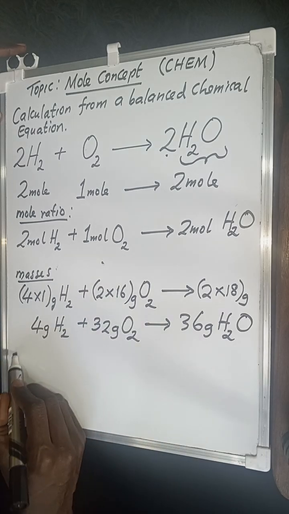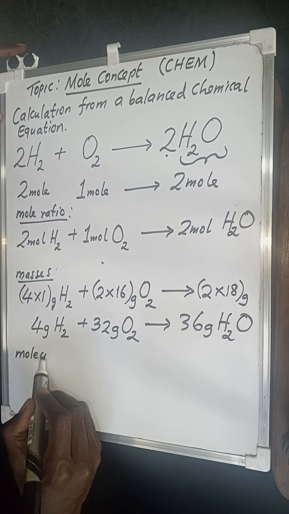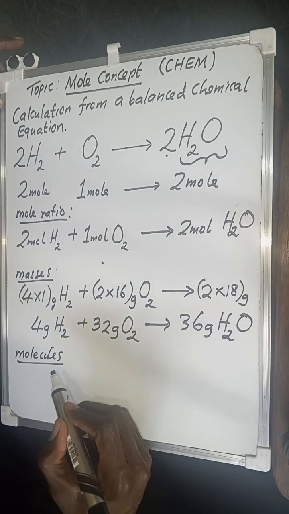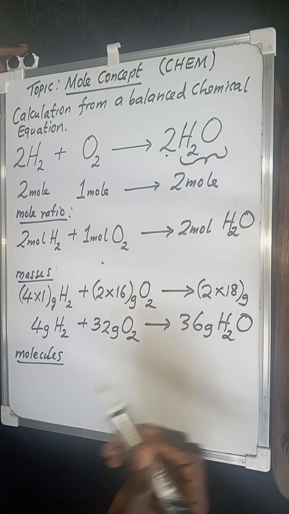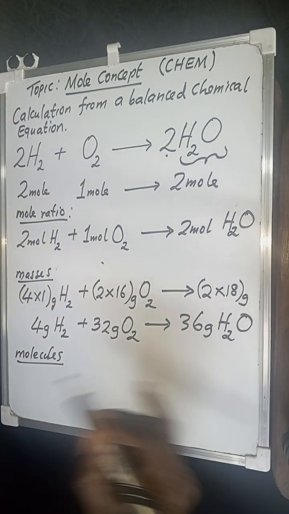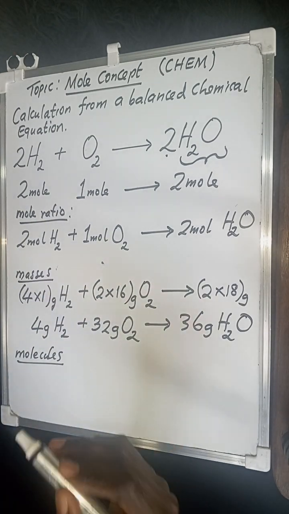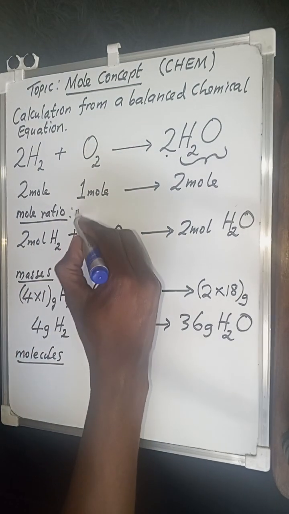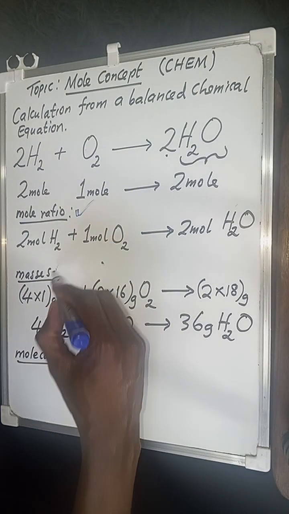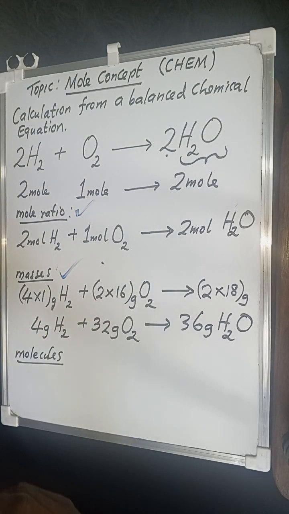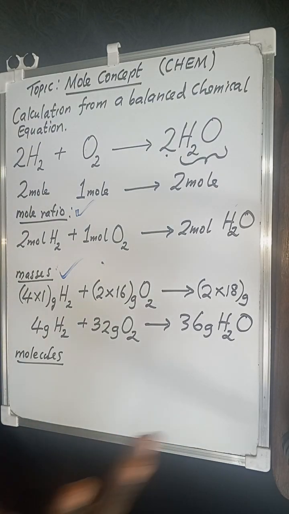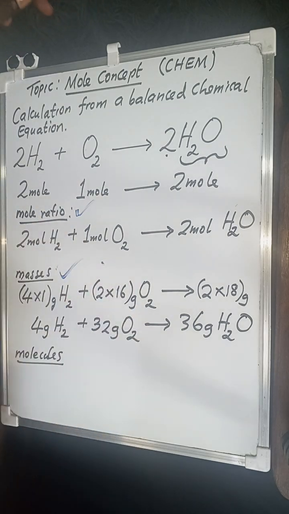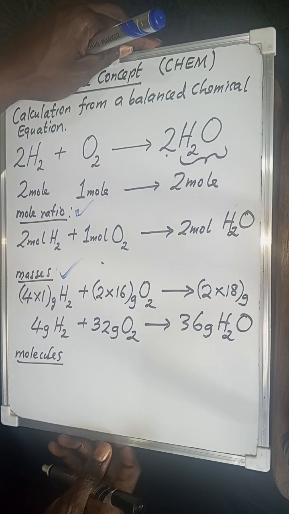Of course, there are a lot of things. It can also tell you about the molecules. You can also talk about the number of particles according to Avogadro's number or constant. So there are a whole lot of things. But in most calculations, you'll be dealing with either comparing the mole ratio or comparing the masses. Well, let me demonstrate by looking at a question that came in the ECZ exam and see how you are able to use this.